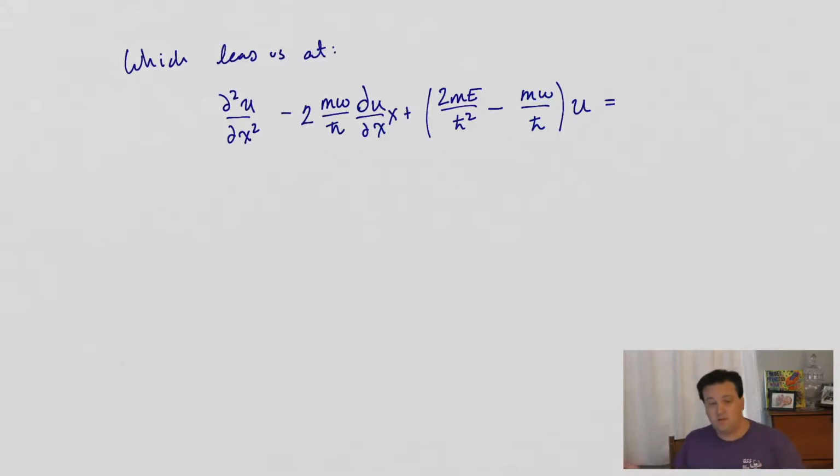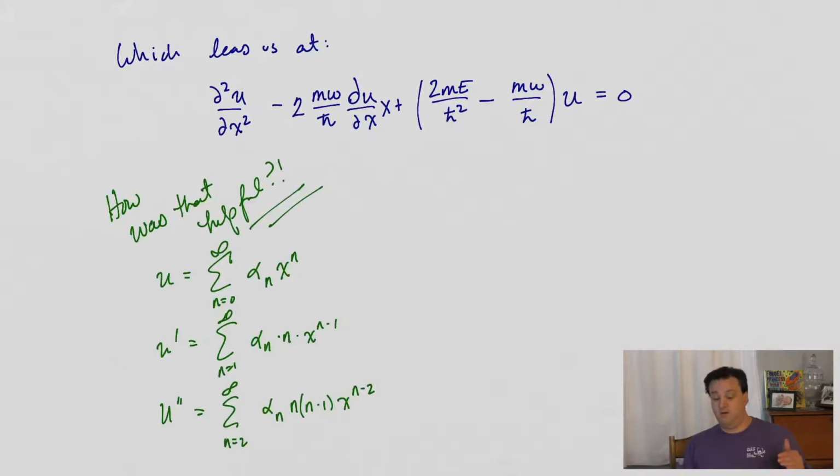But it's sort of polynomial-ish, right? So maybe there are polynomial solutions. I don't know what they're going to look like, but if I say u now is going to be some sum over alphas times x to the n, this is saying that u could be any polynomial from a constant to any possible powers of n. It's something that could perhaps be a way to solve for u.